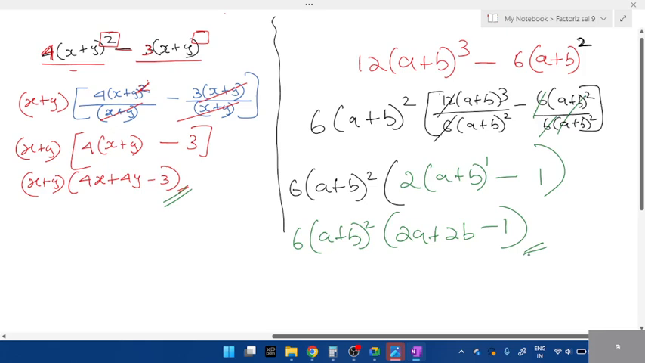This is the second type of question where you'll have bracket. Okay. Sometimes outside numbers will be same. Okay, they will have common factor.